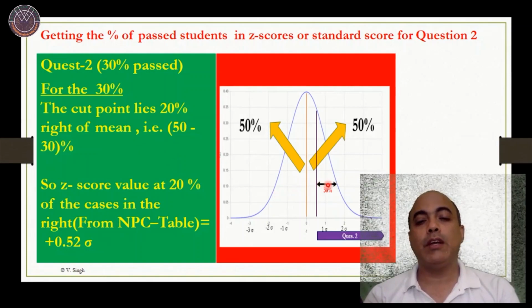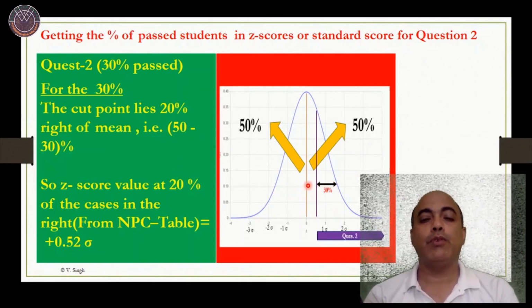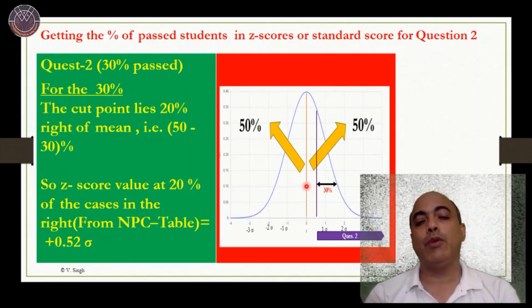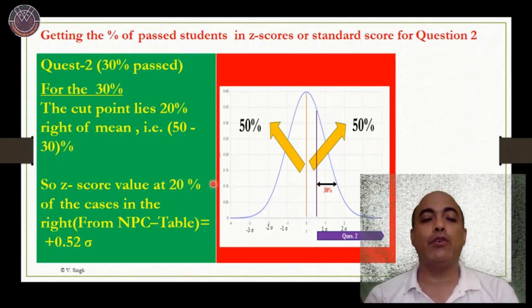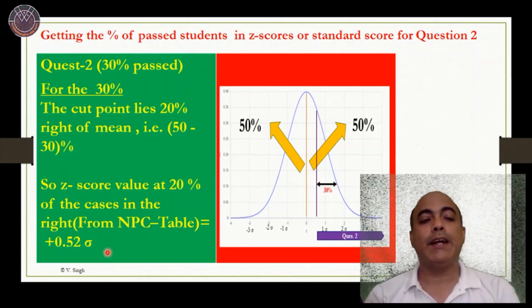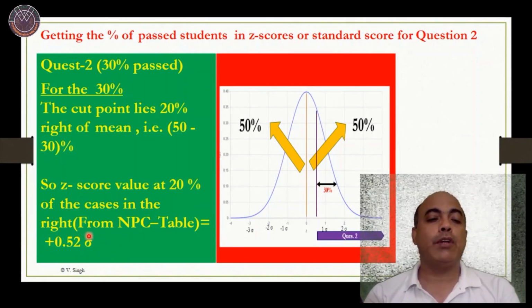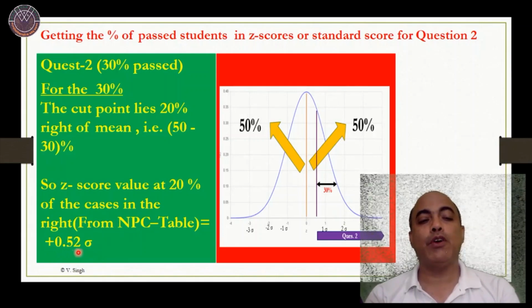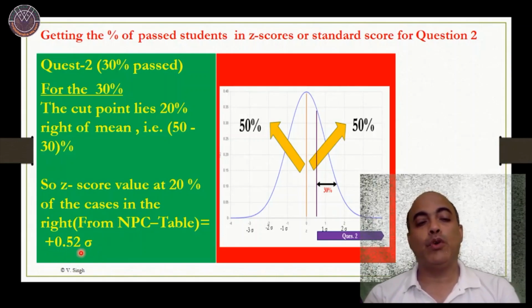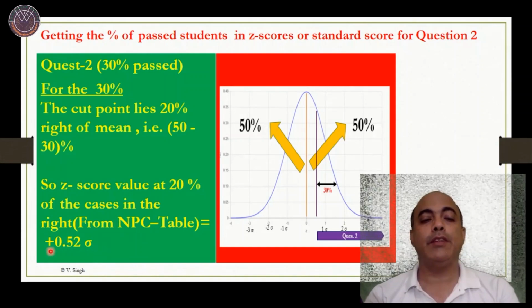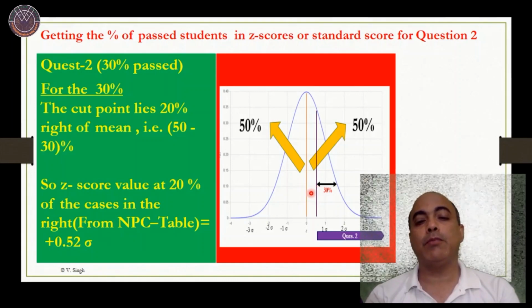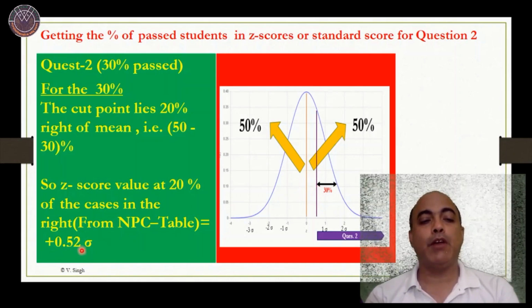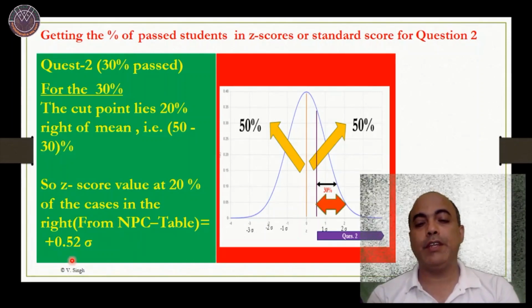So if you see here, this is the 30%. If we want to see from the mean part, this is the 20% part. In reference to this 20% area, if you follow the NPC table, for 20% of the cases the value is 0.52 sigma. So the sigma value corresponding to 20% of the cases from the mean is 0.52, which we can see here in this particular graph.